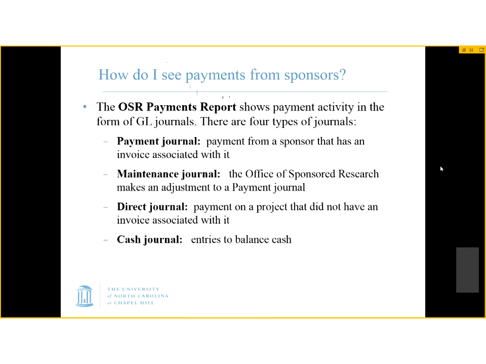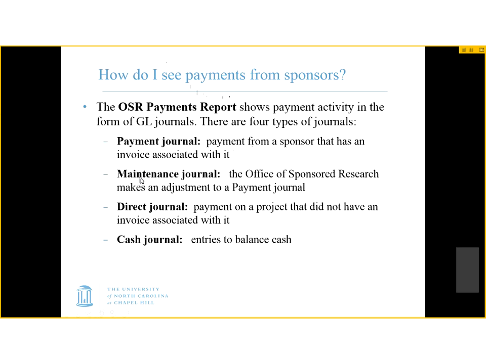All right. A couple of things about this payments report, and then I'll show you what one looks like. It shows your payment amounts and information in the form of a journal, like a GL journal that's entered into the general ledger. On the report, you're going to see the lines in one of four journal types. These aren't in any particular order, but a payment journal would be a pure payment we got from a sponsor. It went directly to your project, and that's a payment journal.